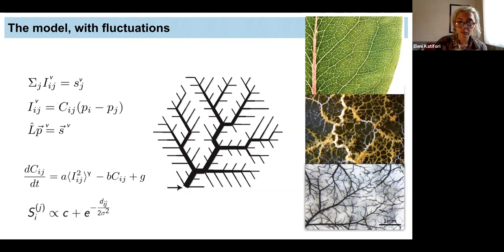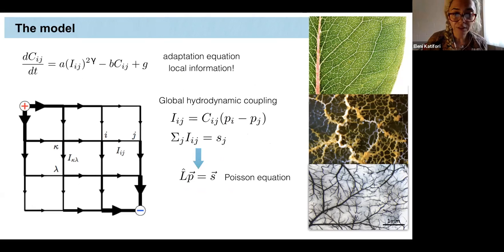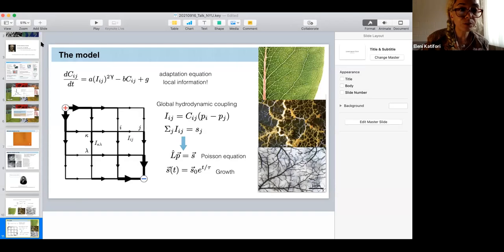Yes. Sorry, I'm having technical problems here now. The slides won't even move. There we go. Sorry, I think I have to do this for Zoom. There we go. Let me try again.